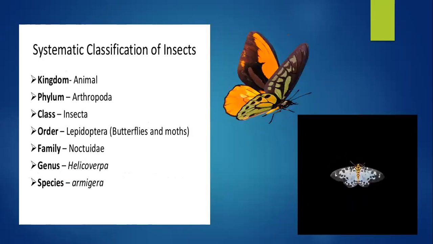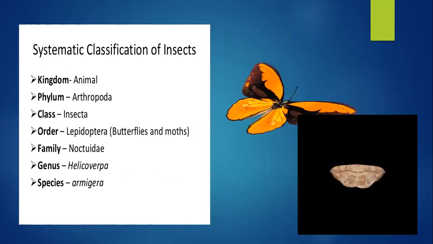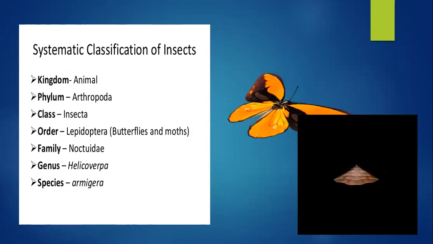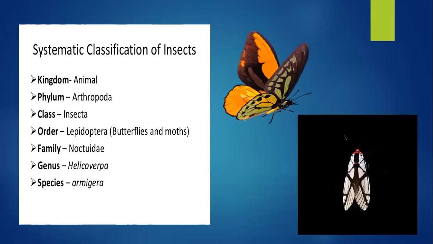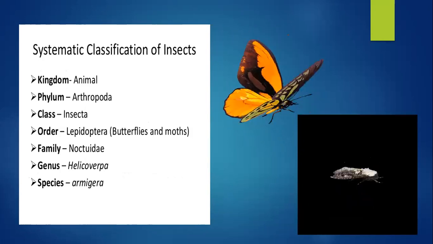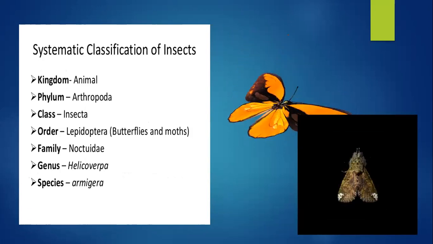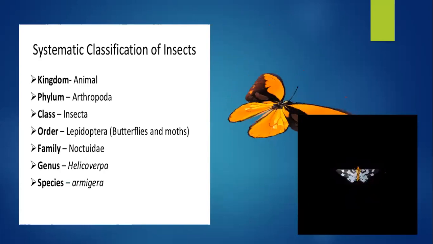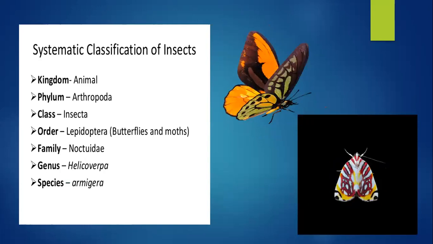How do you classify the insects? The insects classification, that is a typical example of a systematic classification of the insect. The insect is classified in this order: the kingdom Animalia, phylum Arthropoda, class Insecta, order.